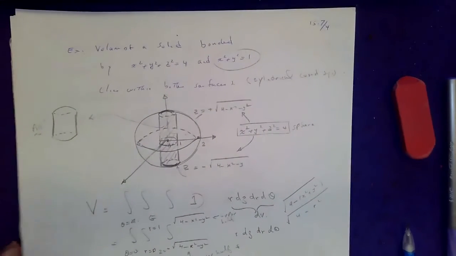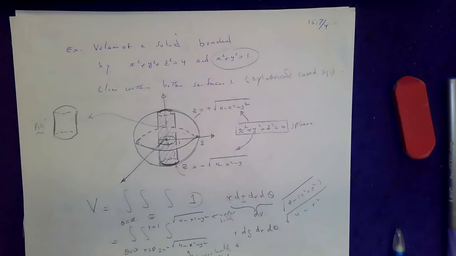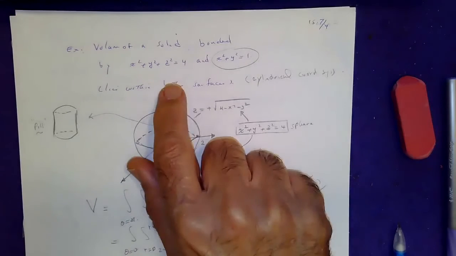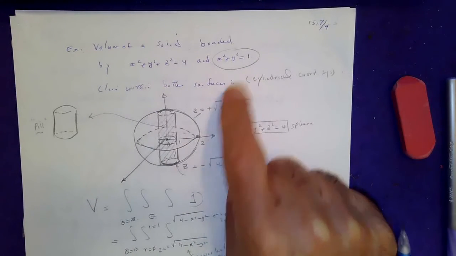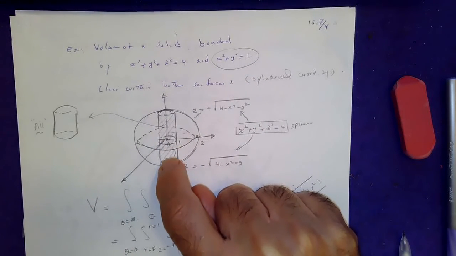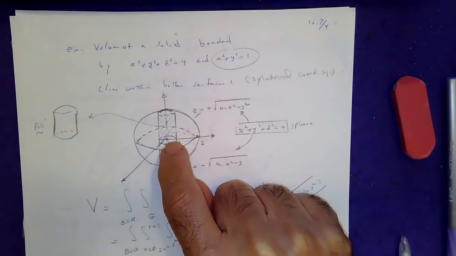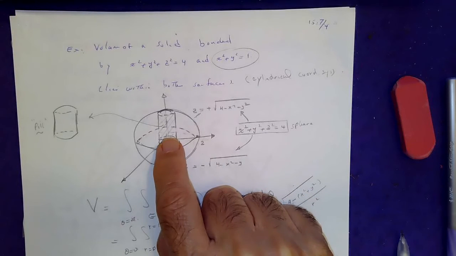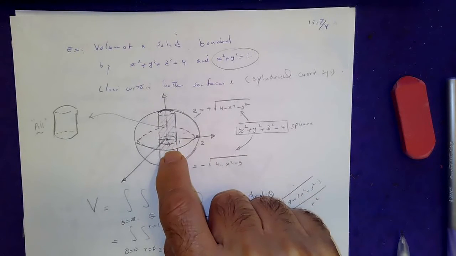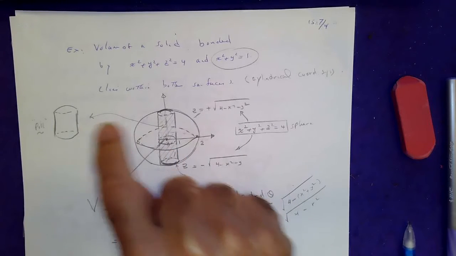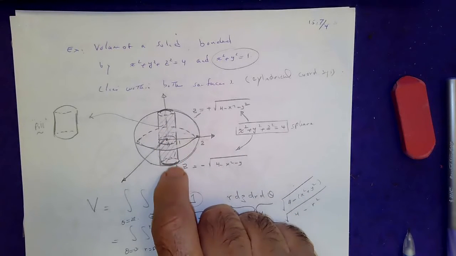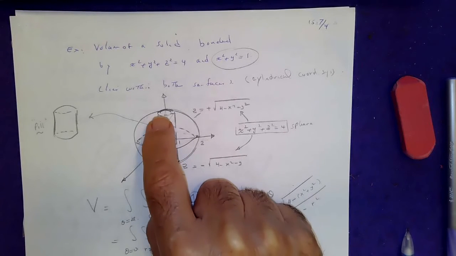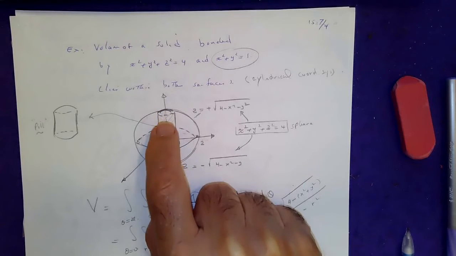The last problem is: find the volume of the solid bounded by the sphere and the cylinder. In other words, you have inscribed a cylinder into a sphere. Think of it as you have inserted a PVC pipe into a basketball. We would like to know the volume of this PVC, which is bounded by the basketball on top and bottom.